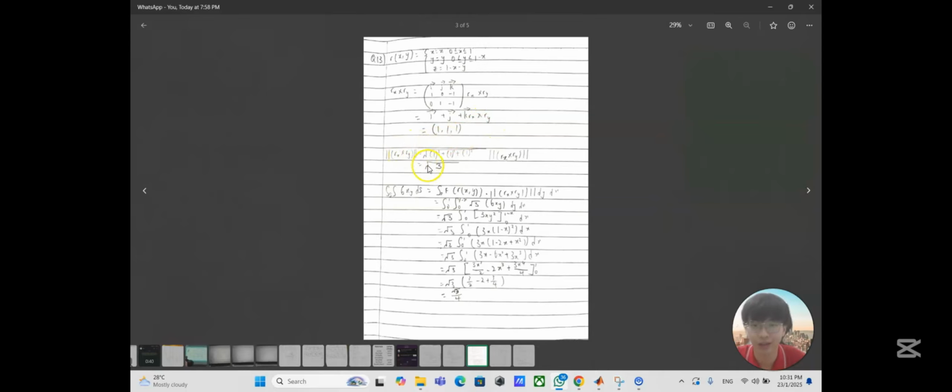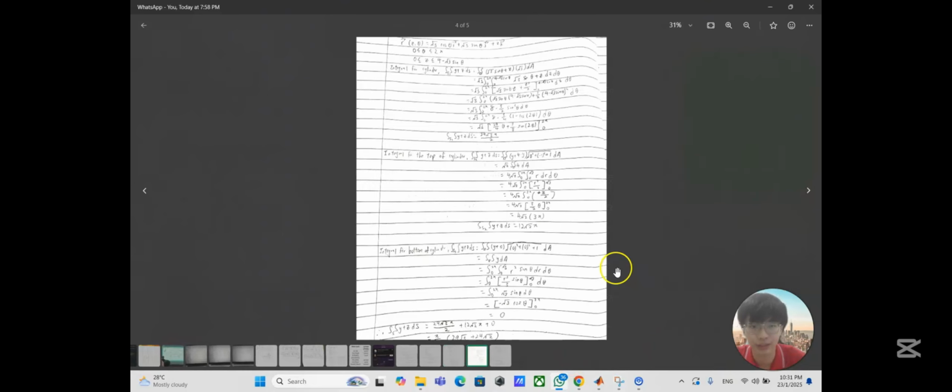For rx and ry, we substitute the values inside: 1 squared plus 1 squared plus 1 squared equals square root 3. Then we apply the formula: the surface integral of f(r(x, y)) times the magnitude of rx times ry. After we do the integral, we get the answer, square root 3 over 4. And then is question 14.